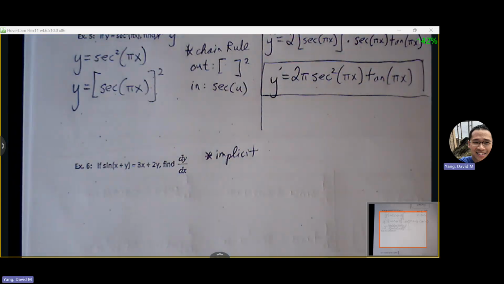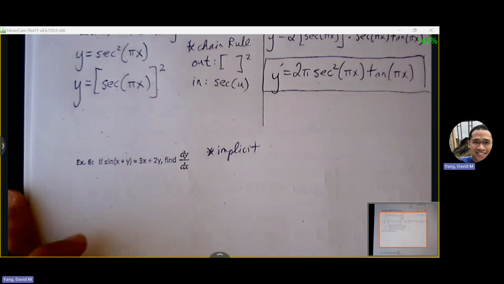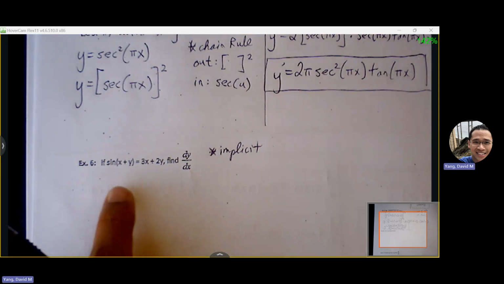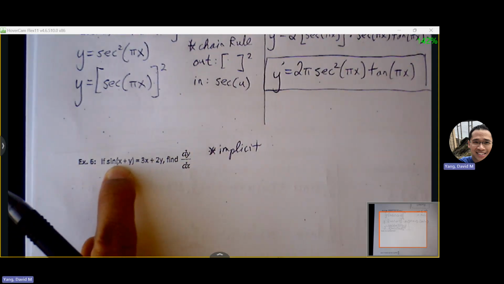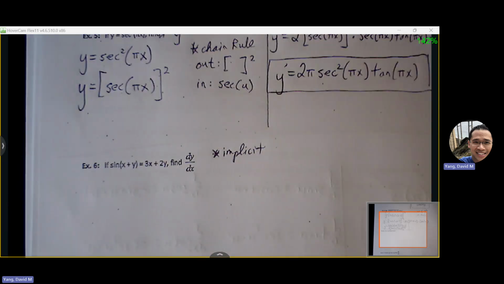So we have to keep track of our dy dx's, right? We have two y variables. We're going to be expecting two dy dx's to pop up. Careful how we handle this sine of x plus y. X plus y is inside the sine function. We can't distribute and call this sine of x plus sine of y. Okay, so we have to leave that x plus y alone. We can't distribute that sine through.